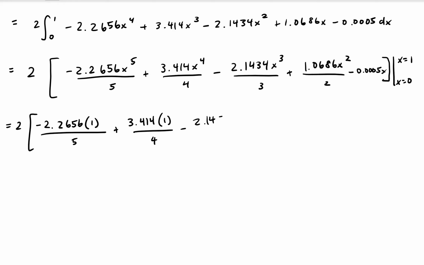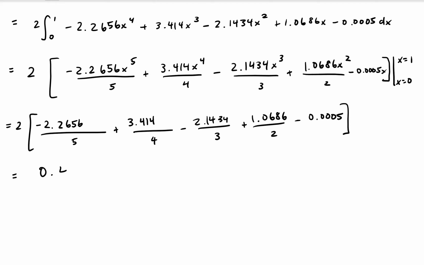Minus 2.1434 over 3 plus 1.0686 over 2 minus 0.0005. And I could put times 1 or just leave it like that. Notice I dropped some of the ones later on, so I'll just go ahead and erase these as well. And I went ahead and threw that into my calculator and I got 0.403367. So that is the Gini coefficient for the US population in 2018.